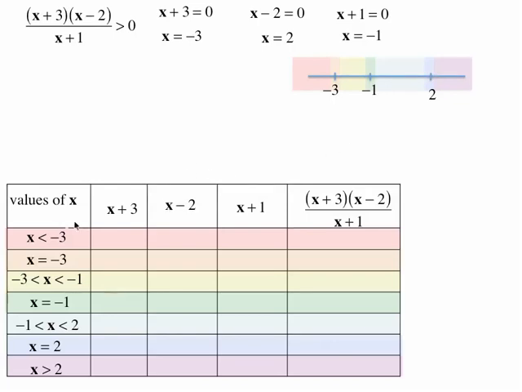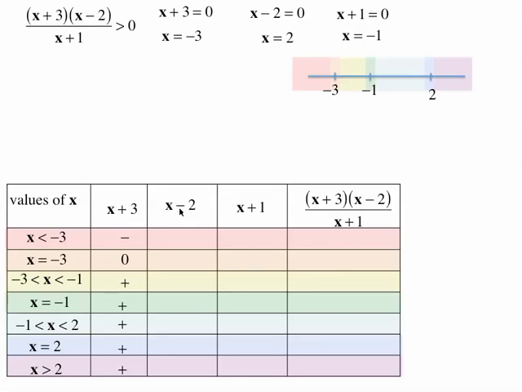Alright, so when x is less than negative 3, for example, when x is negative 4, negative 4 plus 3 is negative 1, so x + 3 is going to be negative when x is less than negative 3. When x is equal to negative 3, that gives us 0. When x is between negative 3 and negative 1, for example, negative 2 plus 3 is 1, so that's positive. When x is equal to negative 1, negative 1 plus 3 is 2, which is positive. When x is between negative 1 and 2, for example, when x is 0, this expression is 3, and that is positive. When x is equal to 2, 2 plus 3 is 5, so the expression is positive. When x is greater than 2, positive.